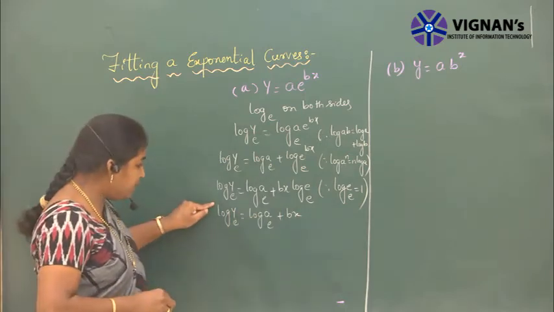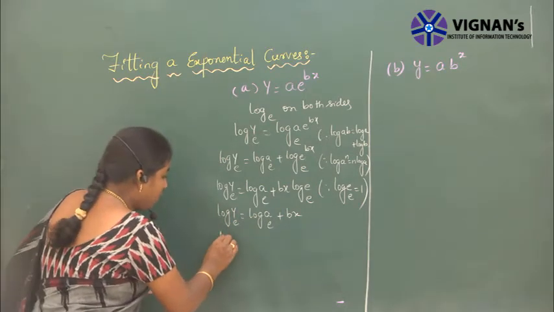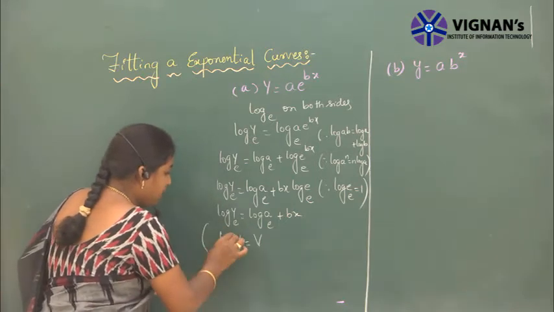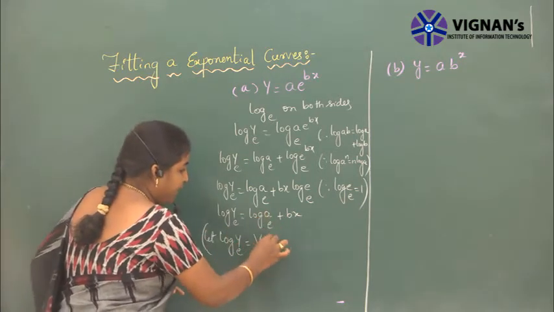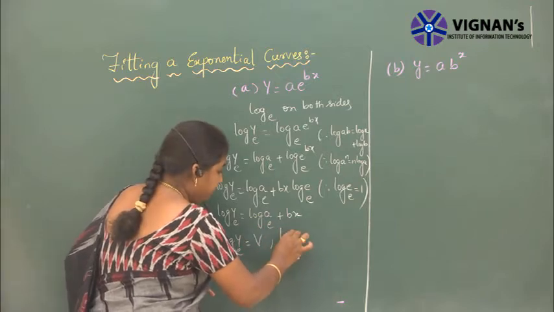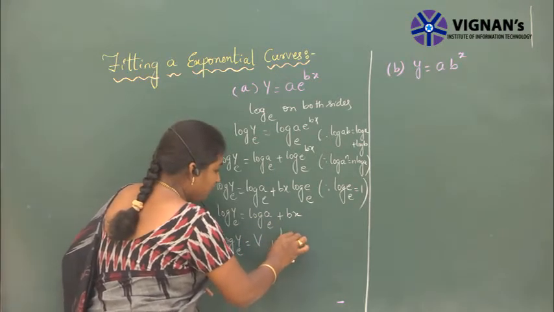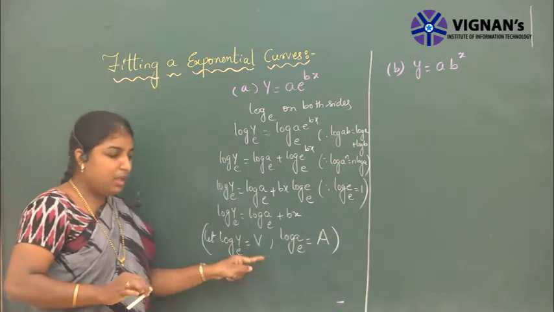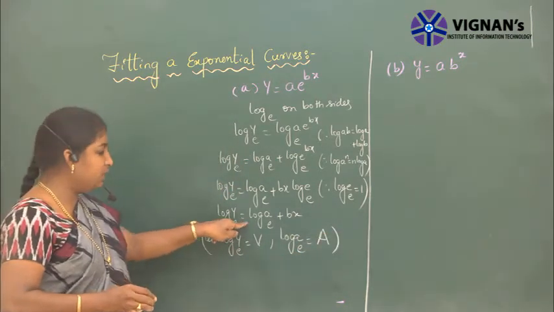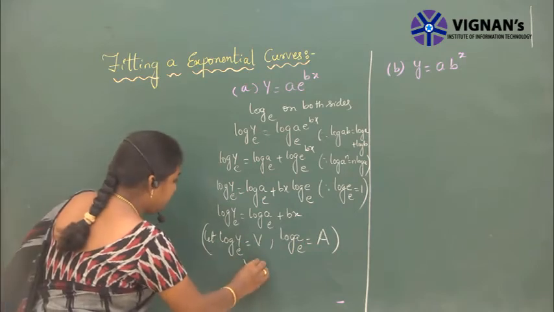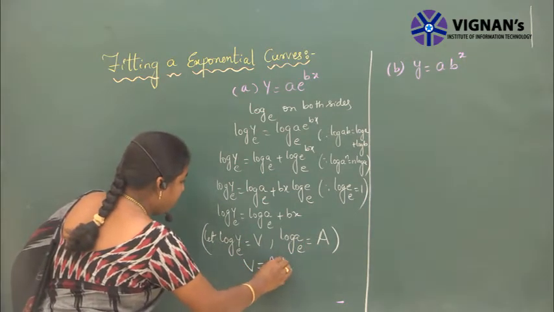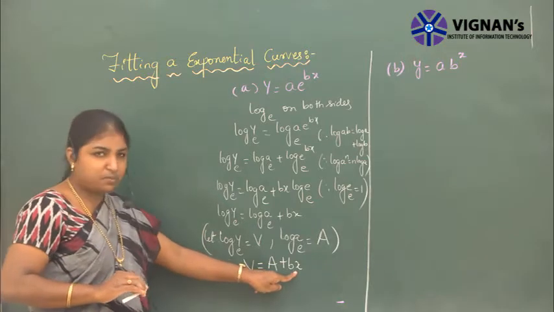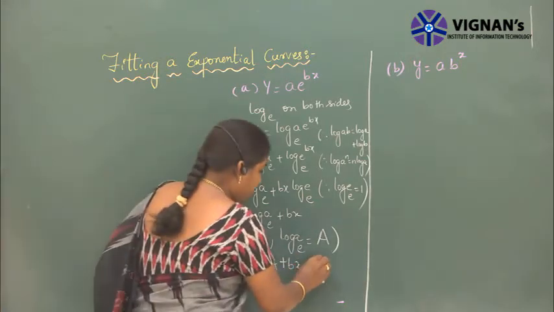Right. Now we represent log y base e, let it be capital V, and log a base e can be represented by capital A. So now substituting here, we get the equation V equal to A plus Bx. Let this be equation 1.